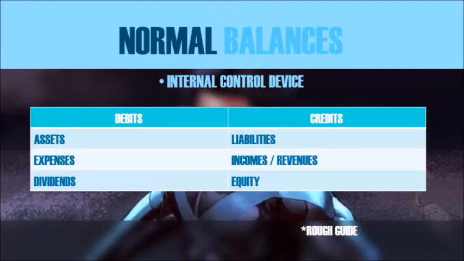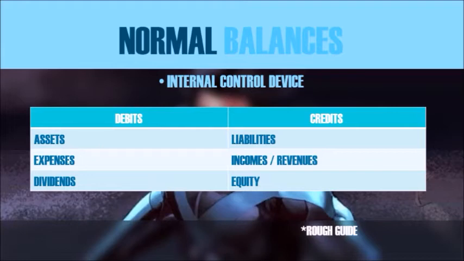To understand the nature of accounts, we must understand the normal balances. Normal balances are an internal control device to find potential errors. Items on the debit side of the equation include assets, expenses, and dividends, while items on the credit side include liabilities, income and revenues, and equity. The side the item is on would increase with the said side. Therefore, an item in assets would increase with a debit, while an item in liabilities would increase with credits.